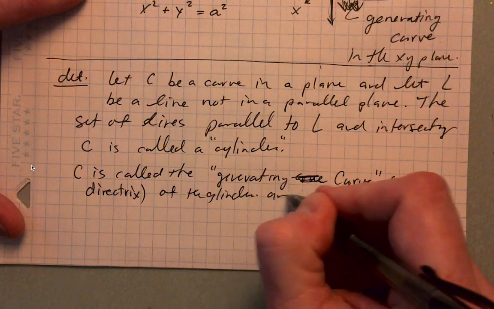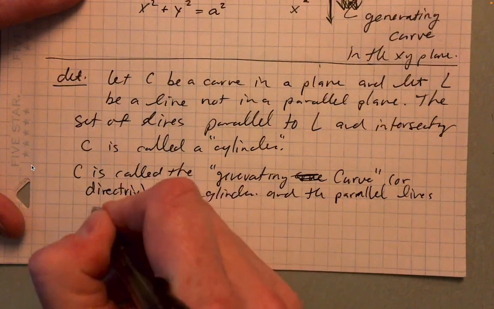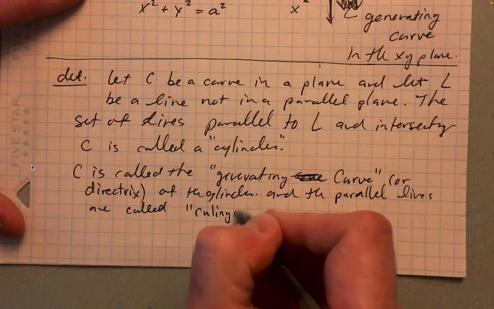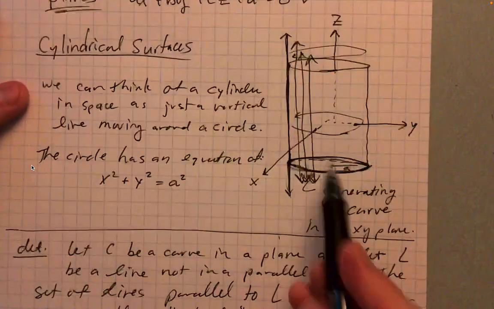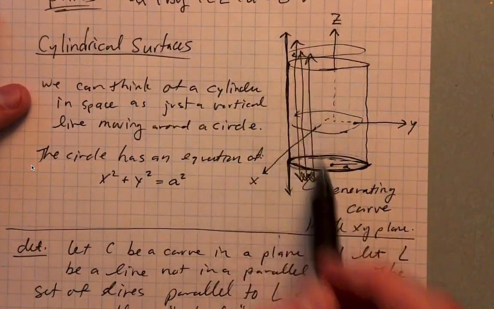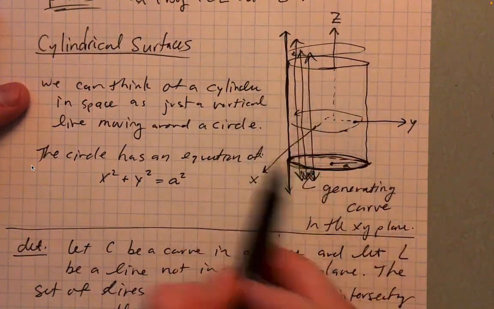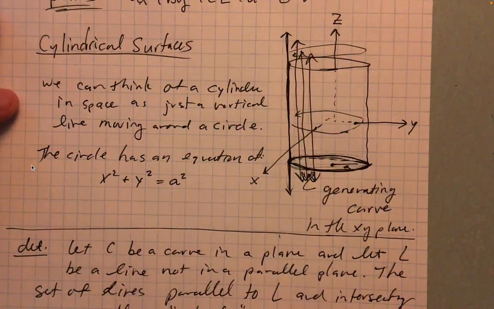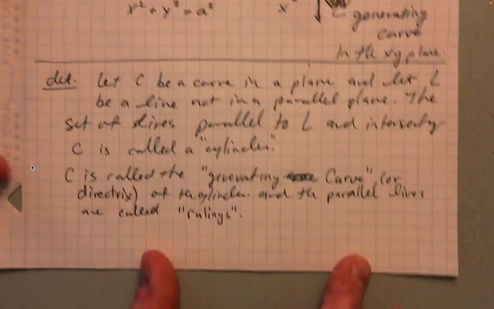And the parallel lines, they have a name as well. They are called rulings. So you've got this generating curve, and you've got the set of all such vertical lines, also known as rulings, that intersect the curve and are parallel to this given line. They make up what's called a cylinder. All right, so that's the formal definition of a cylinder.